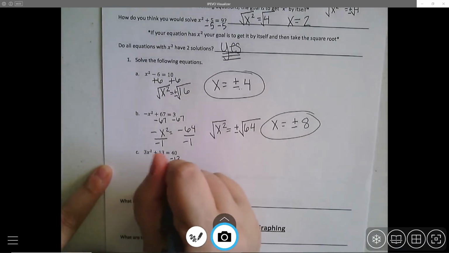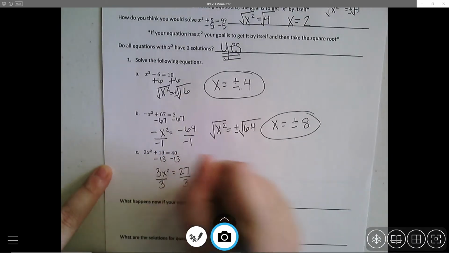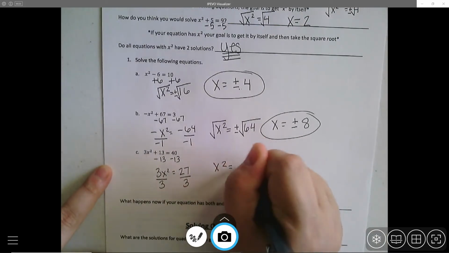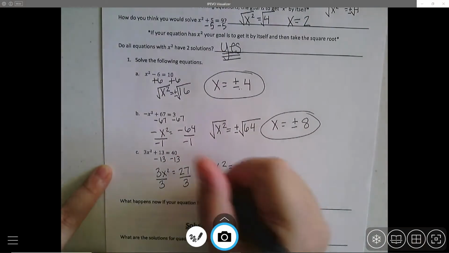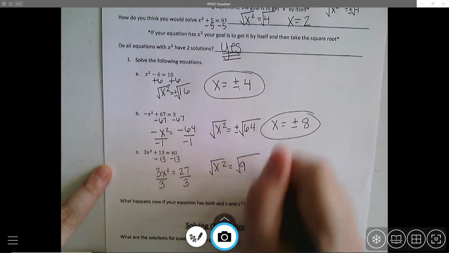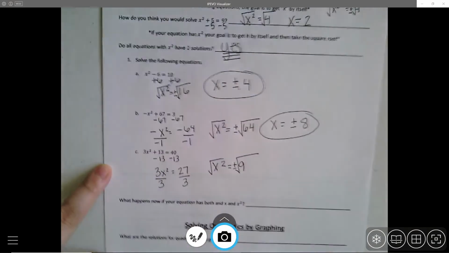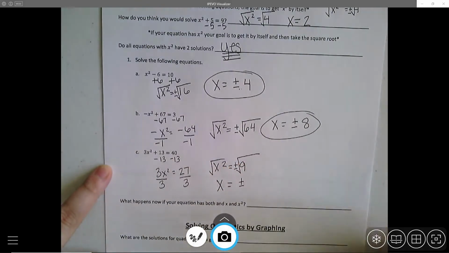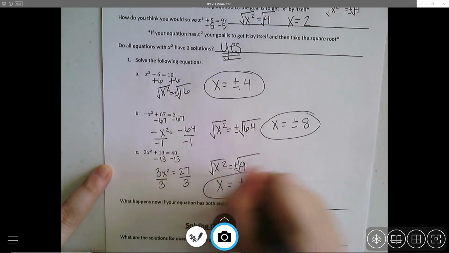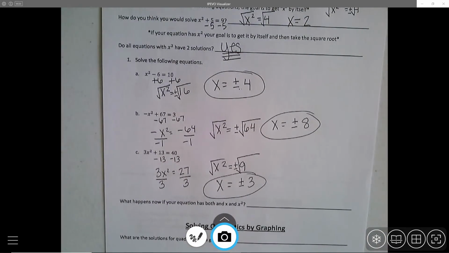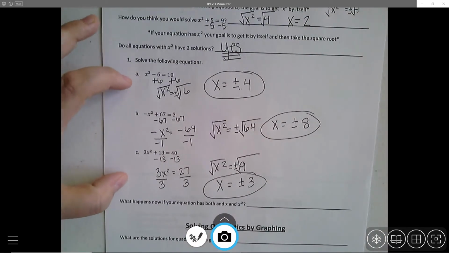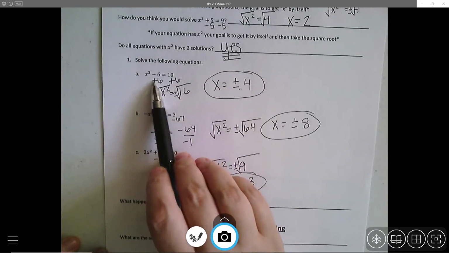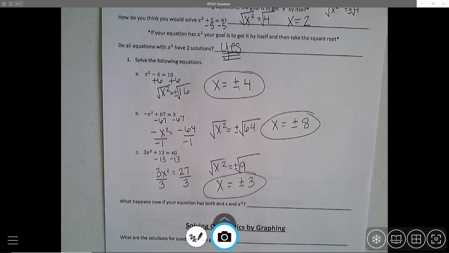Then I need to divide by 3, so x squared is by itself. Divided by 3, I get x squared equals 9. Then I'm going to take the square root of both sides, plus or minus in front of the number. The square root of x squared is x, plus or minus the square root of 9, which is 3. There's my final answer. We'll look at a couple of these problems in class, and we'll substitute back in to show that that is true.